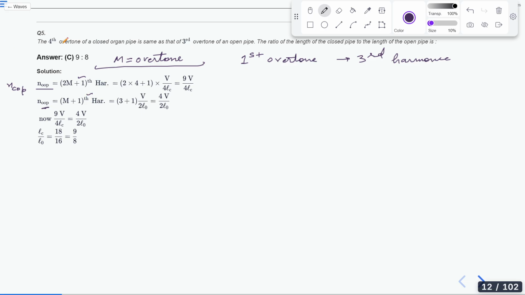So fourth overtone of closed organ pipe, that means you have to put here 4. That means ninth harmonic, that means 9V by 4LC. Or third overtone, that means 3 plus 1 means fourth harmonic of open organ pipe, that is 4V by 2LO. You have to compare them both and find the ratio of the length of closed organ pipe to the length of open organ pipe. Clear? Any doubt? Okay.